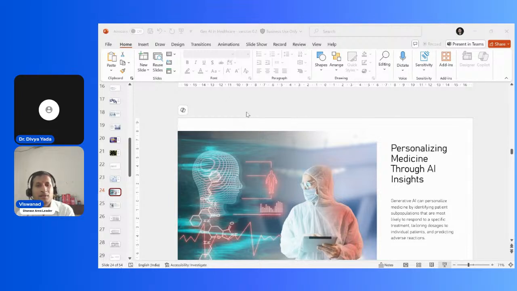MSLs are medical scientific liaisons. Usually, pharmaceutical companies deploy them to inform physicians about the specific knowledge and information they need to know. You can do better planning with AI tools and technology.